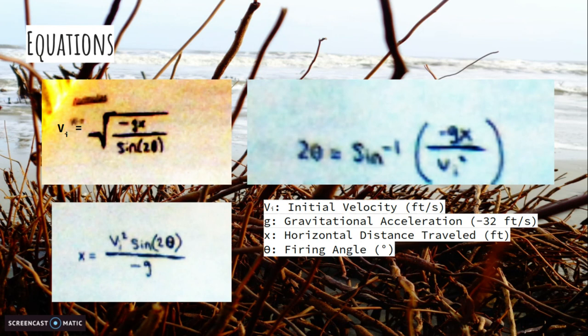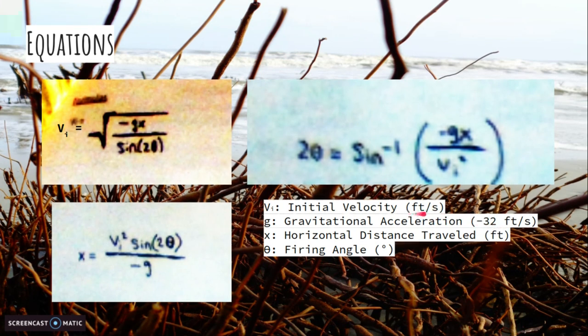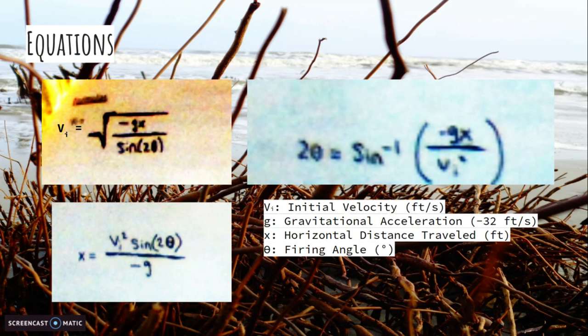usually feet squared. And if it is meters squared, that's when you would use the negative 9.8, but usually it's feet squared. Gravitational acceleration, like I said, that's always the same thing, and it's negative 32 feet per second squared. X is the horizontal distance traveled in feet, and theta is the firing angle in degrees.